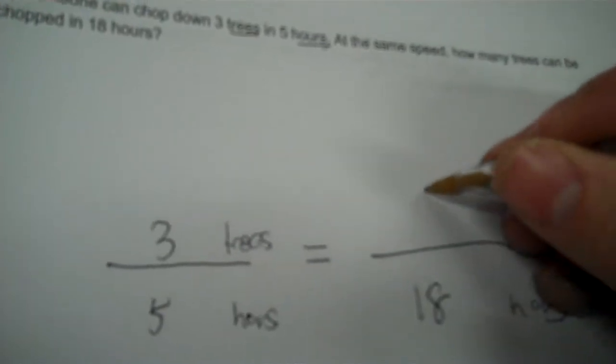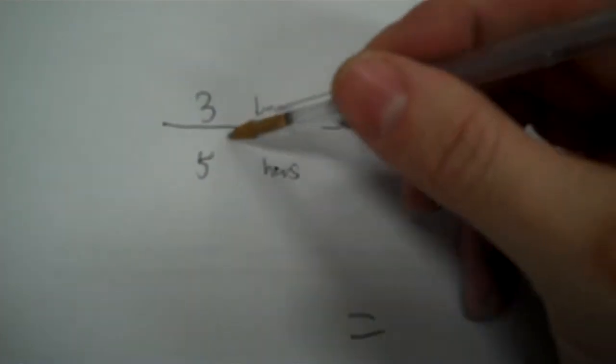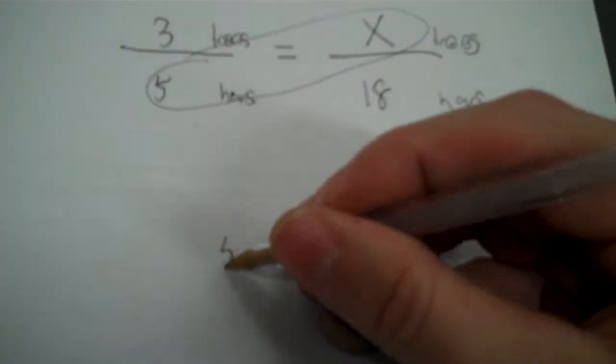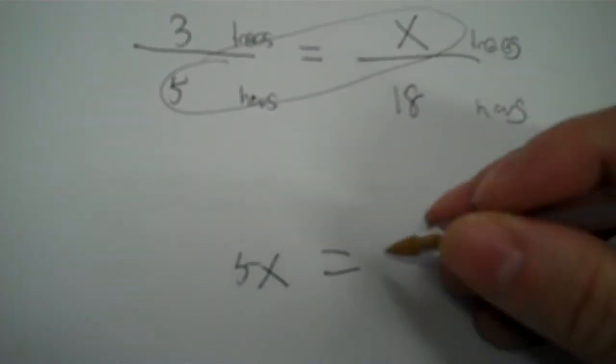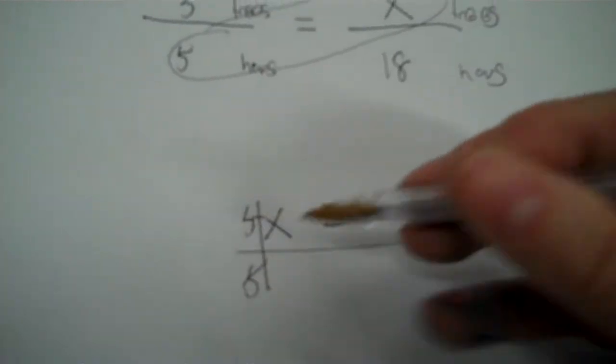So 5 hours, 3 trees, because the next problem gets really screwed up if you don't put the time on bottom. 18 hours, question mark, you put X if you want. Then from there, it's easy to solve. You got 5X, 3 times 18, it's going to be 54, and then we'll divide by 5.